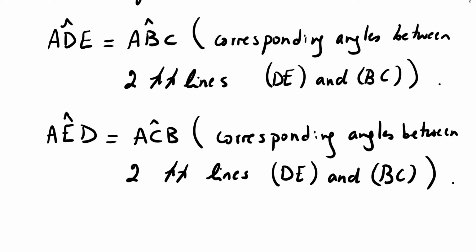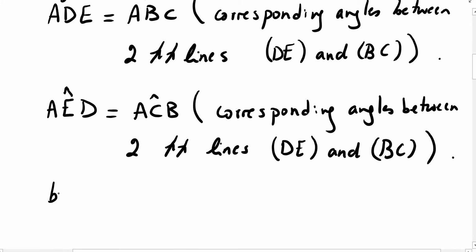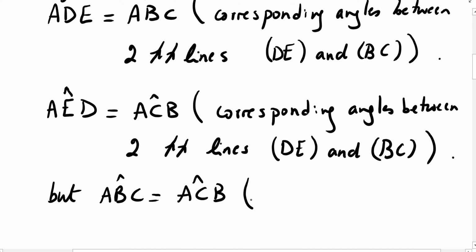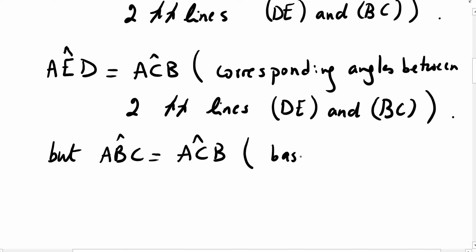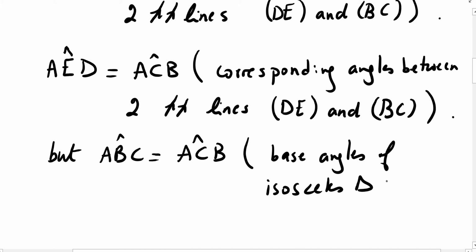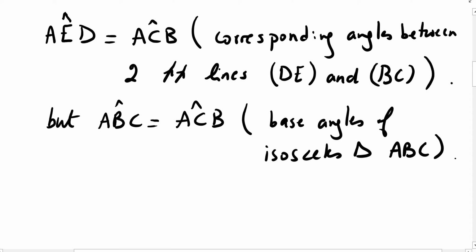Now we reach the comparison part. ABC equals ACB, and the reason is that they are base angles of isosceles triangle ABC. We proved that ABC is an isosceles triangle in the beginning, so these are the base angles, and it's a property that base angles of isosceles triangles are always equal.